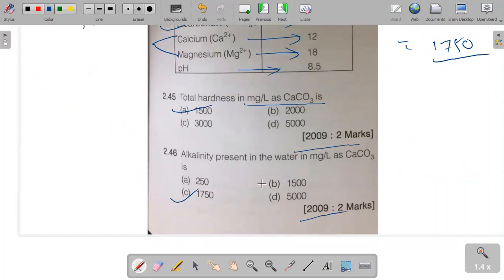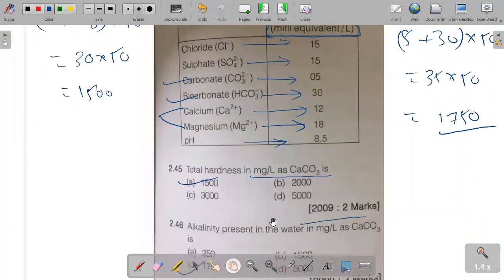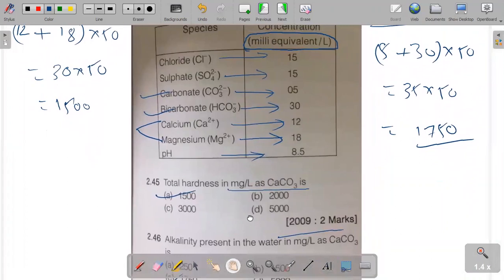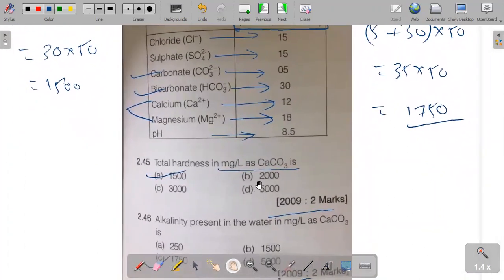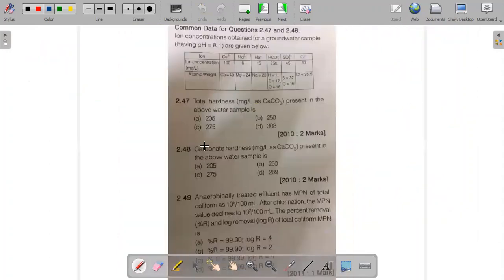Okay, so in this question we have given this data, and we need to find total hardness and alkalinity. Guys, here, if it asks what the carbonate hardness is, carbonate hardness is the minimum of total hardness and alkalinity. So if they ask carbonate hardness, then carbonate hardness is equal to 1500, because it is minimum in both of these. Okay, so let's move towards our next question, which is again a common data type question.